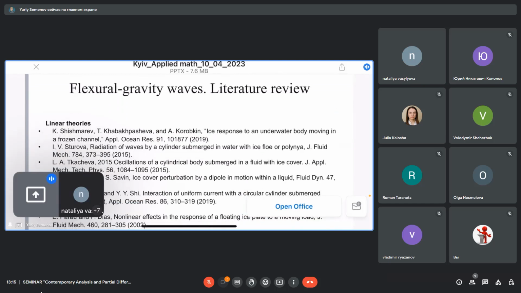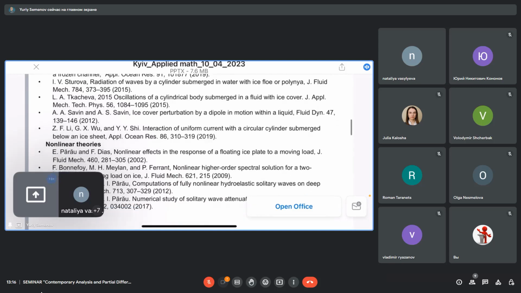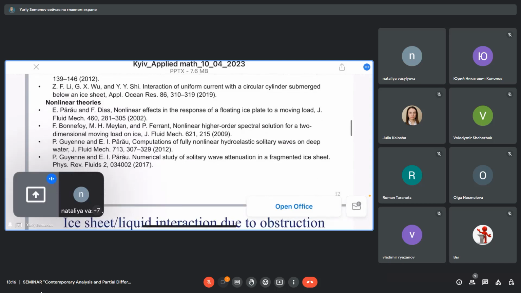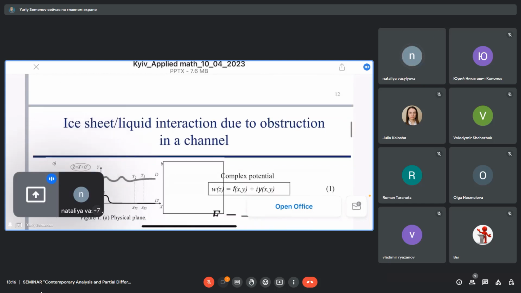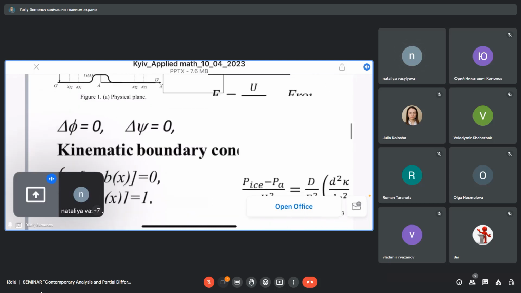Flexural gravity waves literature review. There are many papers. This is only a small part of what can be found in journals in the last decade. Most papers currently deal with linear theories. However, nonlinear effects are very significant for this problem, and this will be shown in the results of this presentation. So we need to formulate the boundary value problem.